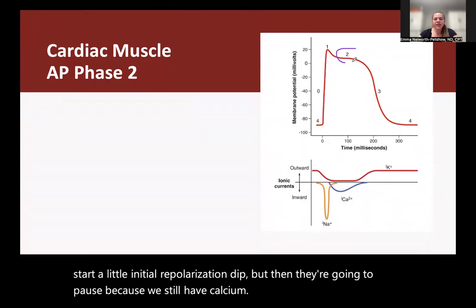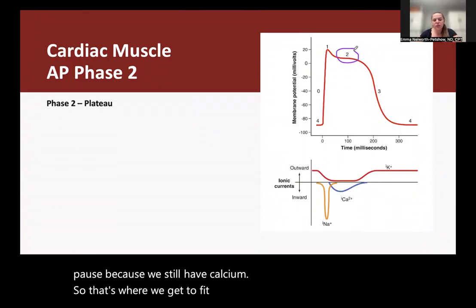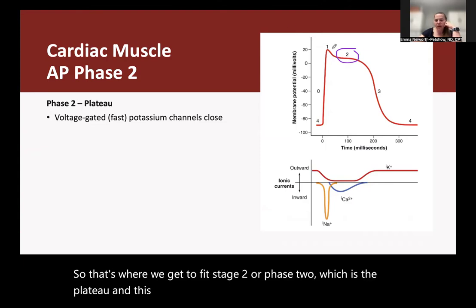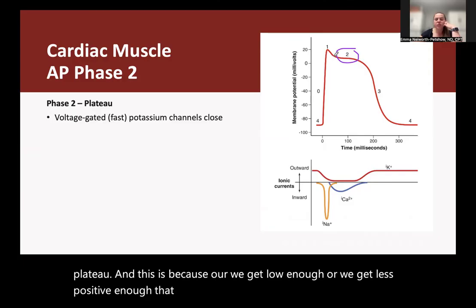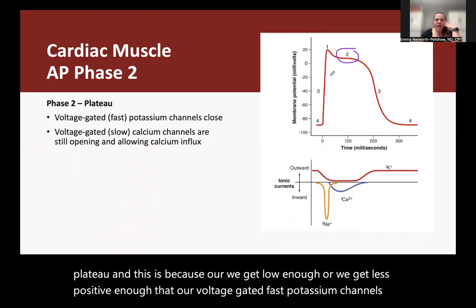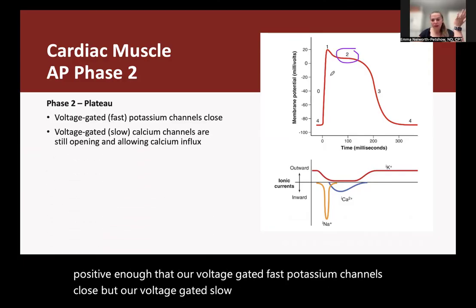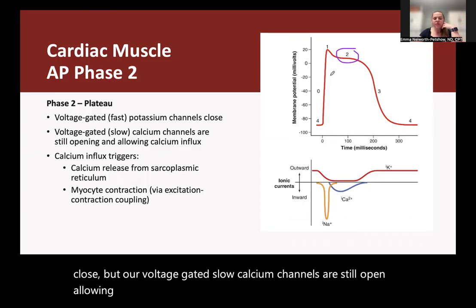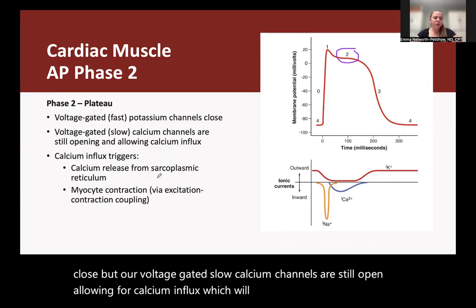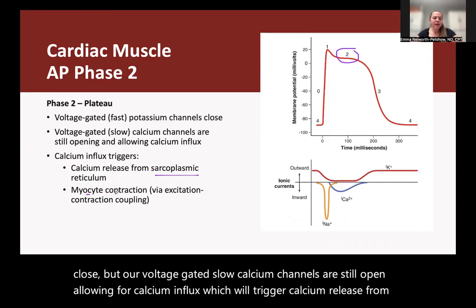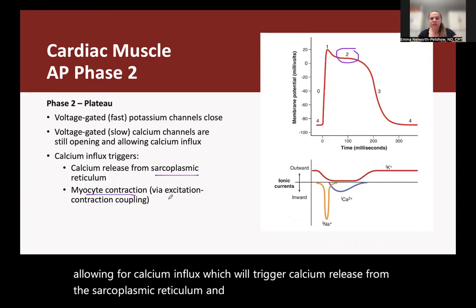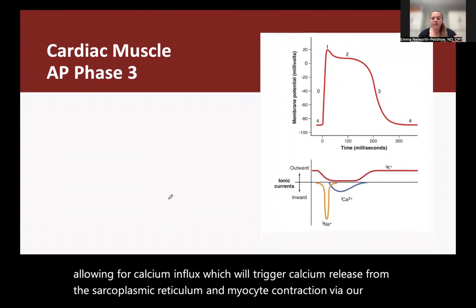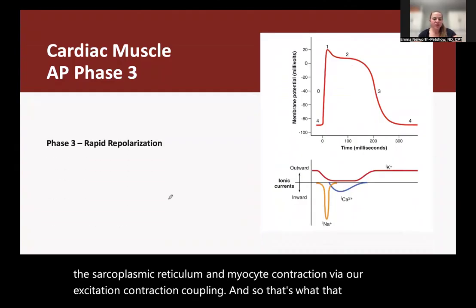So that's where we get to phase 2, which is the plateau. And this is because we get less positive enough that our voltage-gated fast potassium channels close, but our voltage-gated slow calcium channels are still open, allowing for calcium influx, which will trigger calcium release from the sarcoplasmic reticulum and myocyte contraction via excitation-contraction coupling. And so that's what that plateau phase is allowing us to do.